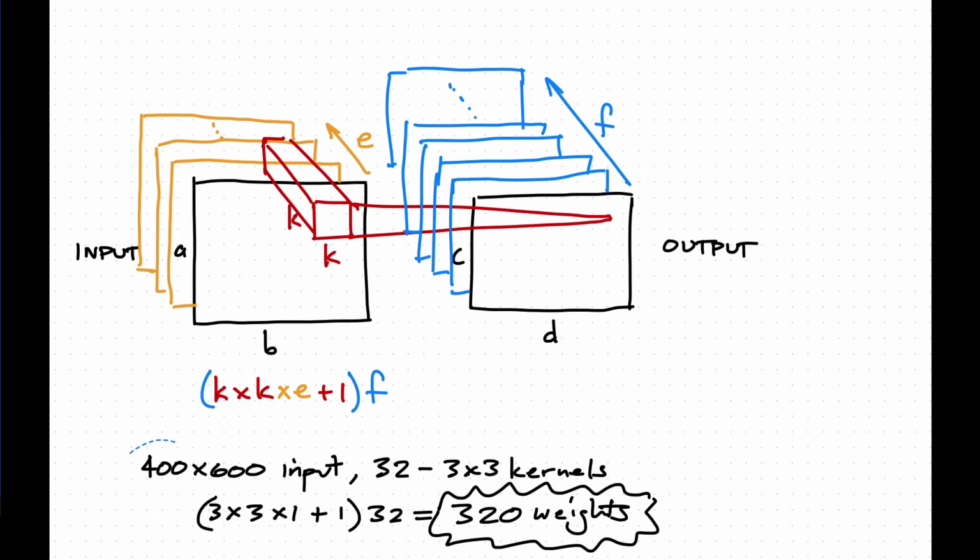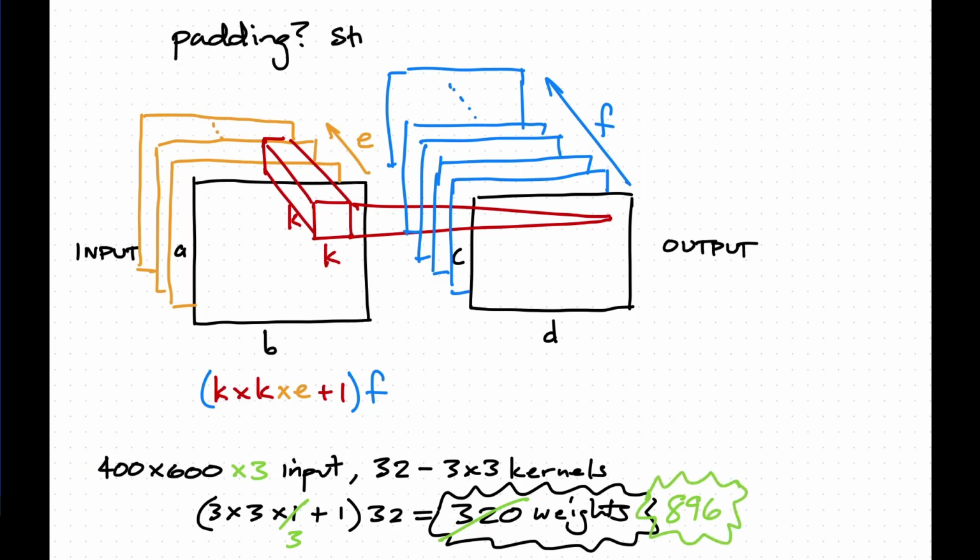What if that input was three-dimensional? And the third dimension, let's assume that these are color images. Maybe it was the RGB layers. How would that impact the weights? Well, this 1 would become a 3. So that's 3 times 3 times 3 plus 1 times 32. And that would be 896 total weights. What about padding? What about the stride? Do those impact the number of weights? The answer is no. They simply impact the size of the feature maps generated by the convolution.